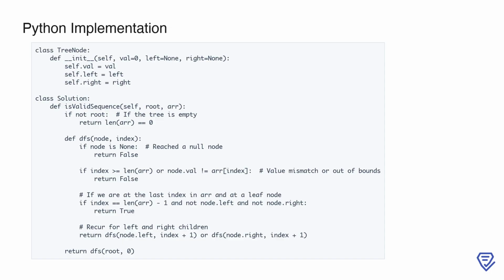This solution handles edge cases such as empty tree and sequence, mismatched sequence lengths, nodes with null children, and valid sequences ending at leaf nodes. The time complexity of this solution is O(n), where n is the total number of nodes in the tree, as each node is visited at most once. The space complexity is O(h), where h is the height of the tree, because of the recursive call stack.